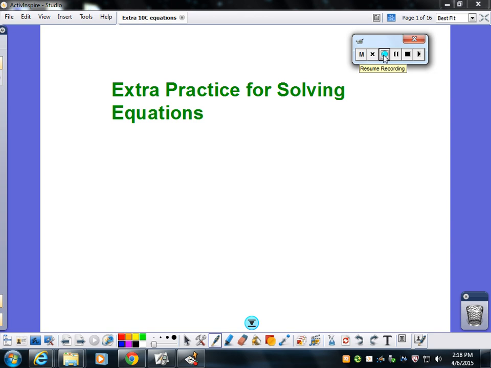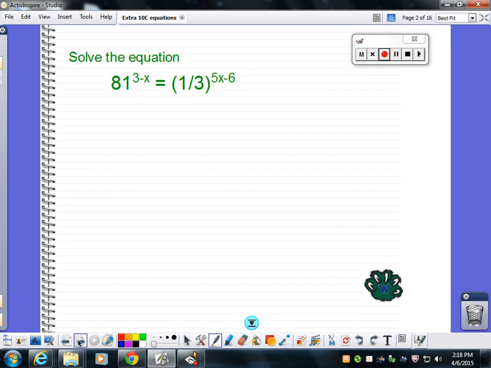Alright, as promised, here's our extra practice for solving equations. This will be a great resource for making sure you're ready for your quiz. Like I said, it will lead you through some additional problems that we didn't cover in the previous notes. Alright, write down the first question.